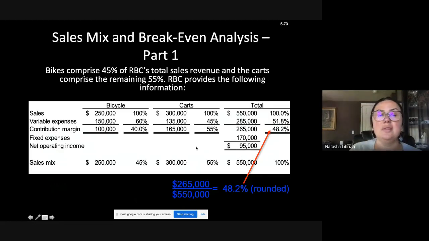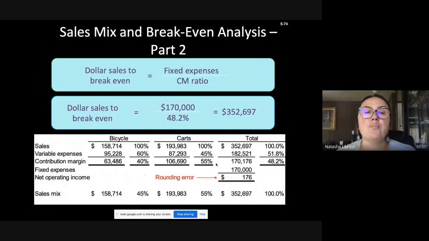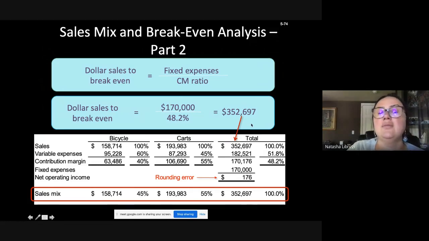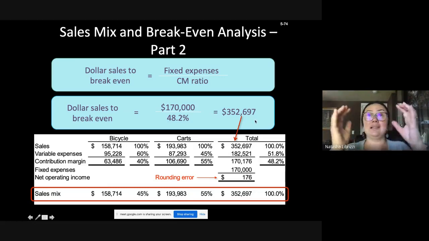Again, to revisit, this calculation is familiar to us. We did the same thing for the carts, then combined the two together to get a total. We're going to use this total to calculate a break-even analysis and go back and extrapolate that data using the percentages based on how much is in each bucket. We know our formula: fixed expense divided by contribution margin of 48.2%. So for us to break even with this product mix, we need $352,697 in sales.